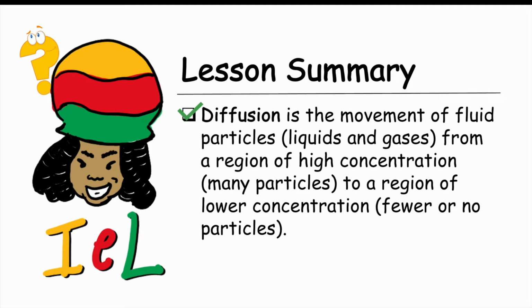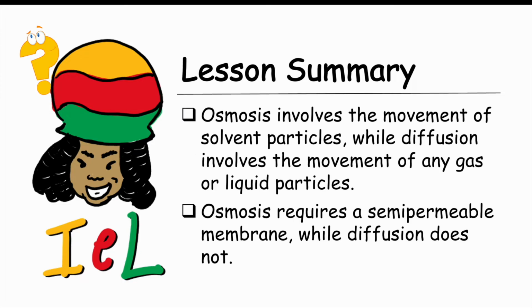Diffusion is the movement of fluid particles, such as the particles from liquids and gases, from a region of high concentration, that's an area where there are many of the particles, to a region of lower concentration, and that is an area where there are fewer or no particles. Next, we'll highlight the two main differences between osmosis and diffusion. Osmosis involves the movement of solvent particles, while diffusion involves the movement of any gas or liquid particles. Osmosis requires a semi-permeable membrane, also known as a selectively permeable membrane, while diffusion does not require such a membrane.